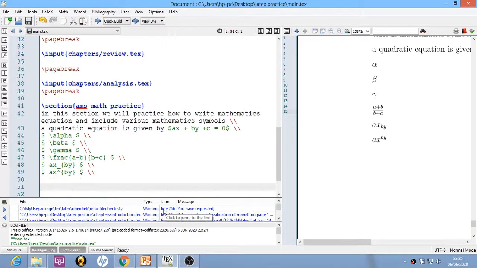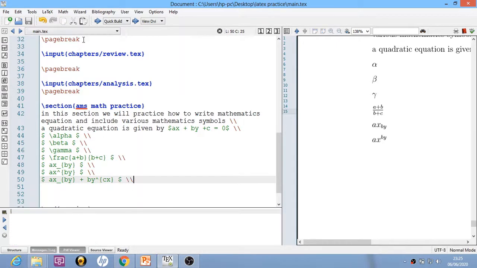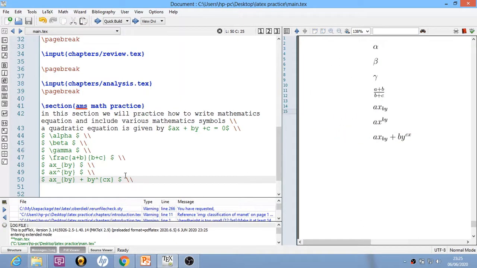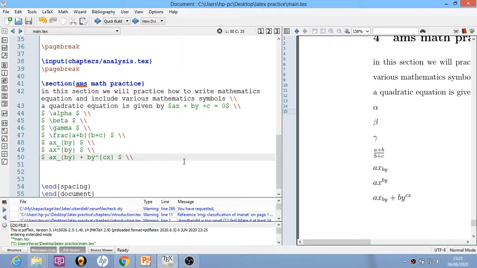Now you can combine subscript and superscript together, no problem. So suppose you can write ax. I will simply copy this code and, for example, I will write by caret cx and let us see whether it works or not. Okay, so you can add this. Now combining all these symbols and other things, you can easily develop any equation.